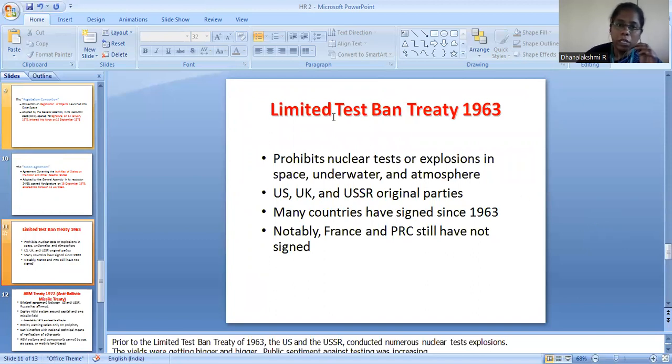We have this thing called the Limited Test Ban Treaty 1963, which started in the year 1963. This prohibits nuclear tests or explosions in space, underwater and in the atmosphere. Many countries have signed since 1963, but notably France and the PRC still have not signed this treaty.